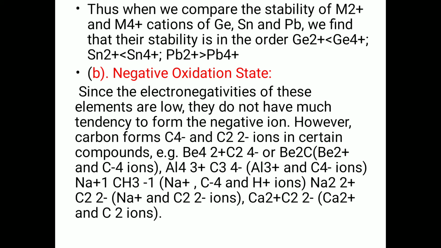Thus, when we compare the stability of metal 2 plus and metal 4 plus cations of germanium, tin and lead, we find that their stability is in the order: germanium 2 plus is less stable, germanium 4 plus is more stable than germanium 2 plus; tin 2 plus is less stable, tin 4 plus is more stable; lead 2 plus is more stable than lead 4 plus ion.